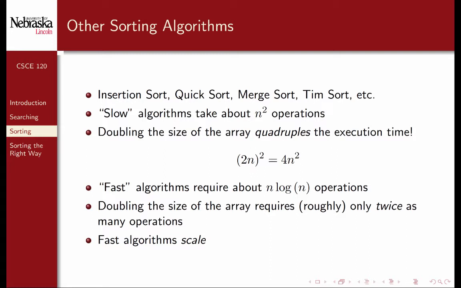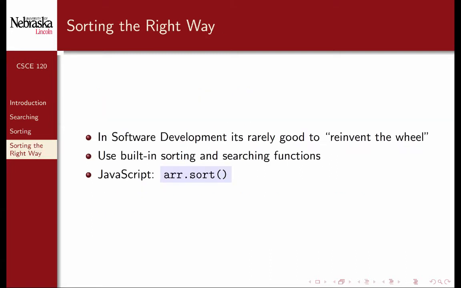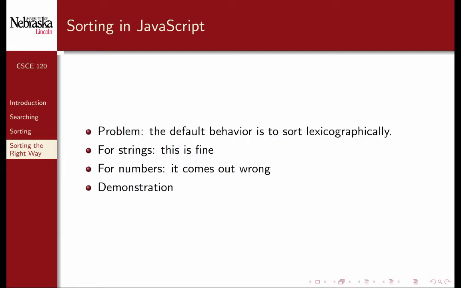We won't go into the details of any of these fast sorting algorithms. Instead, we'll simply want to use what's already available to us. In software development, it's rarely good to reinvent the wheel. It's preferable to use the built-in sorting and searching functions that are provided by the language or framework that you're using. In JavaScript, we have a function called sort that's associated with any array. The problem, however, is that the default behavior is to sort lexicographically. For strings, this is fine. It'll sort A to Z. For numbers, however, this comes out wrong. Let's take a look at a demonstration.